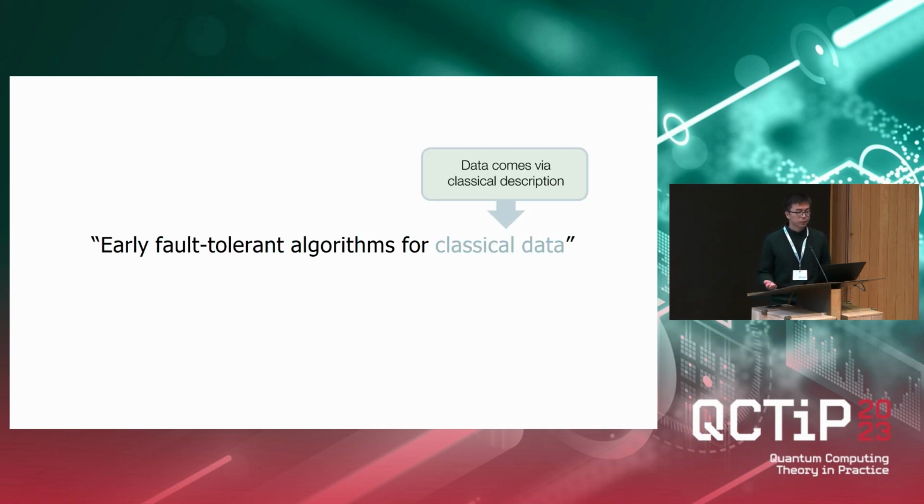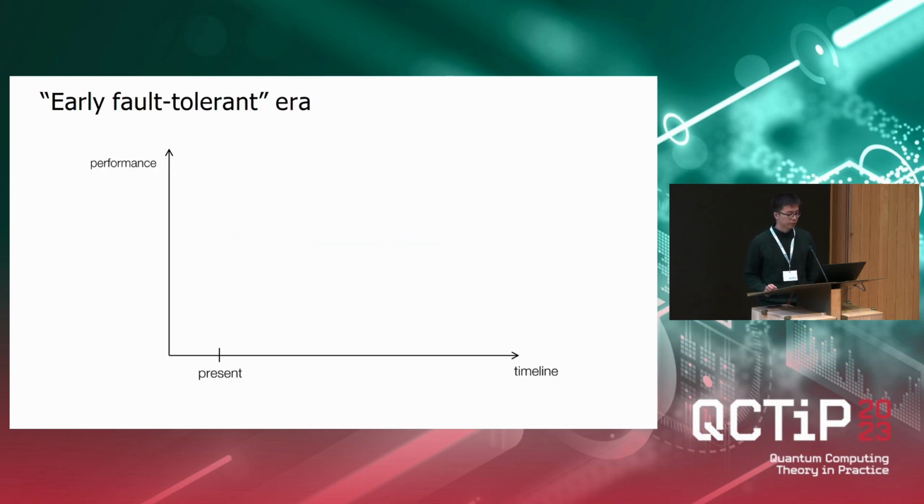By classical data, for the purpose of this talk, I'll just refer to any data that comes via a classical description. So this could also include, for instance, Hamiltonians if this is given to us in some classical format. What do we mean by early fault tolerant? So this term I think has already been used in some previous talks, but just to give some additional motivation, I'd just like to draw some very hand-wavy pictures for a few slides.